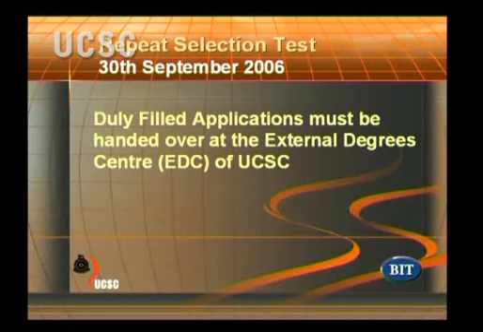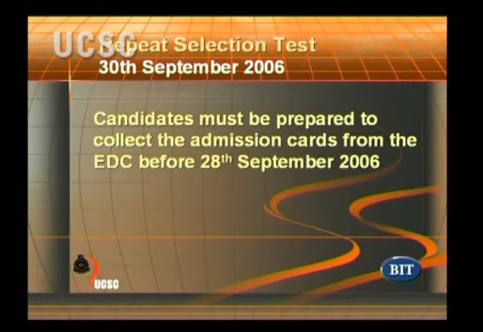But there is a deadline. These duly filled application forms must not be posted. That is very important because there's hardly any time. They can be downloaded and filled and handed over to the External Degrees Center of the UCSC. And they, in turn, will have to collect the admission card also from the External Degrees Center before the 28th of September. We will not be posting these admission cards.